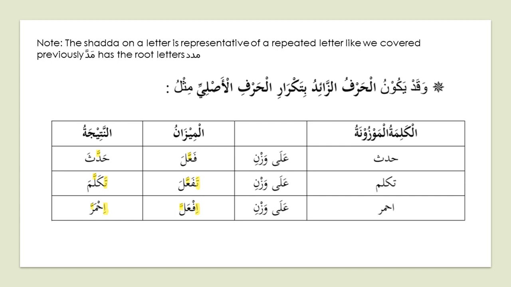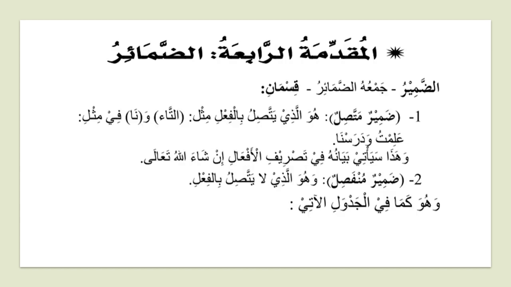Okay, so we'll go to the fourth introduction now. Al-Muqaddimatu al-Rabi'ah. Ad-Dama'ir. Now he wants us to know the pronouns. Ad-Dama'ir, pronouns. Or you can say Damir. Ad-Damir is one pronoun. The plural is Ad-Dama'ir. Pronouns are of two types.